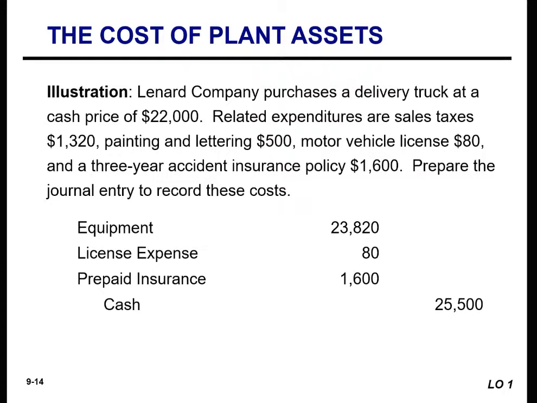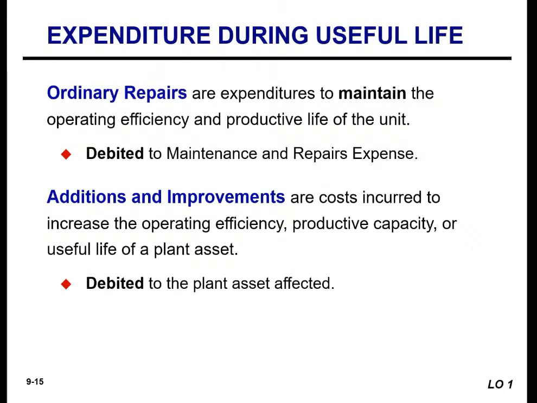Now, during the normal life of plant, property, and equipment, there are going to be regular cash payouts and ordinary repair expenditures to maintain the operating efficiency and the productive life of the unit. Ordinary repairs are typically fairly small amounts that occur frequently through the service life. Some examples are tune-ups and oil changes, painting of the building, replacement of worn-out gears on factory machinery. These will be debited to the repair or maintenance expenses as they're incurred.